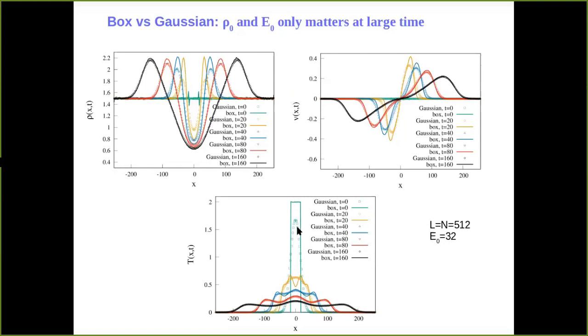This is the box profile, this is the Gaussian, these are points. And you can see that at large time, the profile does not depend on the structure of the initial profile. It only depends on E0, the blast energy, and rho naught, the ambient density. That is all, which is expected from the TVNS solution.